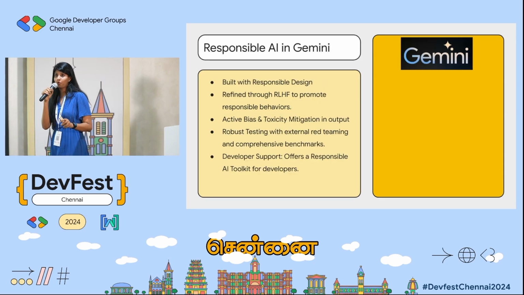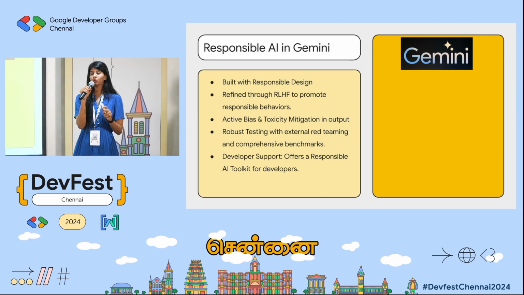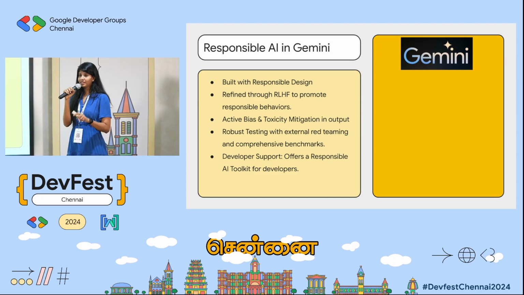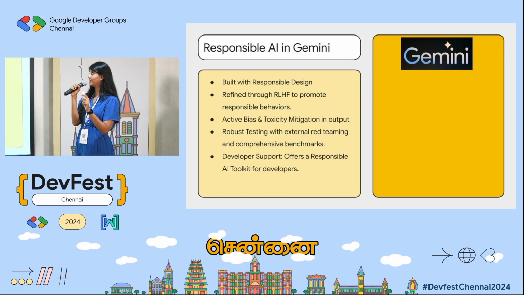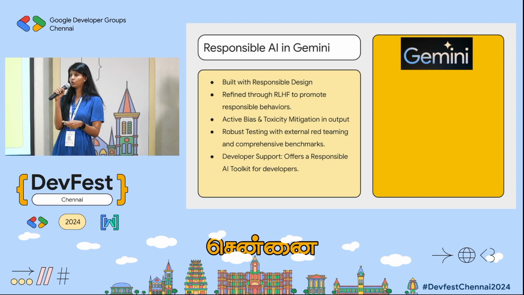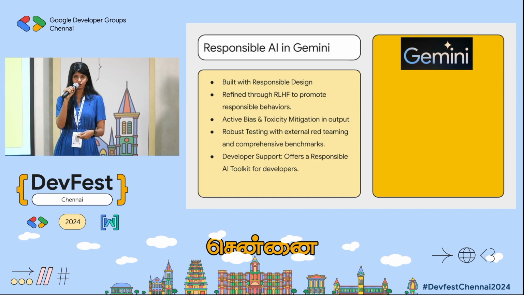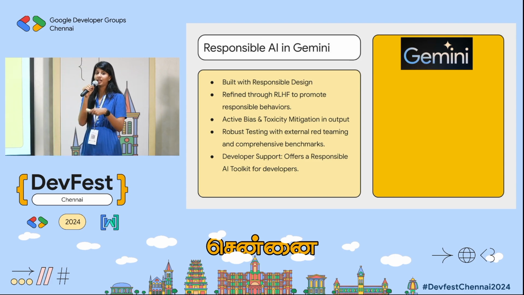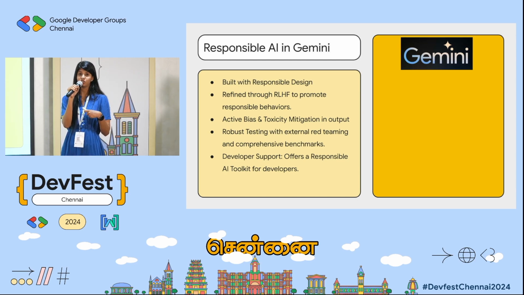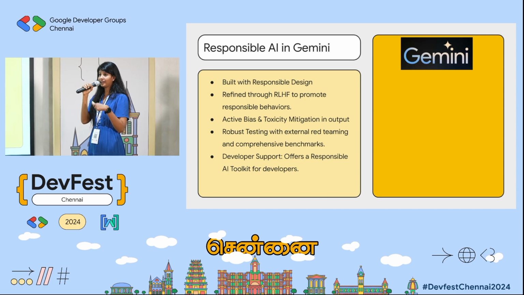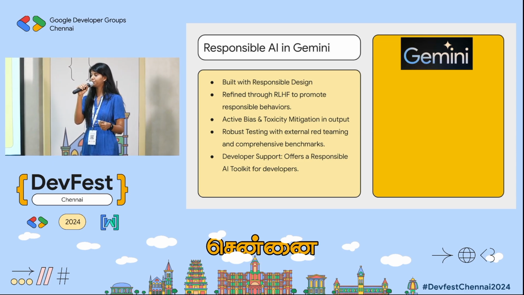Now let's talk about responsible AI in Gemini models, right? Gemini is Google's large language model, and Gemini is built with responsible AI at its core. It has a responsible design. And as you all know, large language models are trained through reinforcement learning from human feedback, right? Humans give multiple feedback on how best to respond to a situation. For example, during the Gemini training, the human trainers come up with a set of behaviors, like if someone is intending a bad behavior, how do you respond in that situation? Multiple iterations of such training have been done in Gemini extensively, such that it actively mitigates bias and toxicity in the output, right?